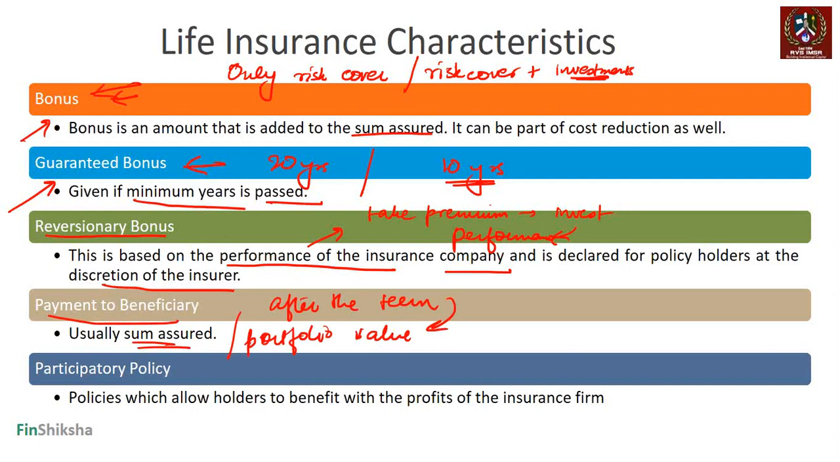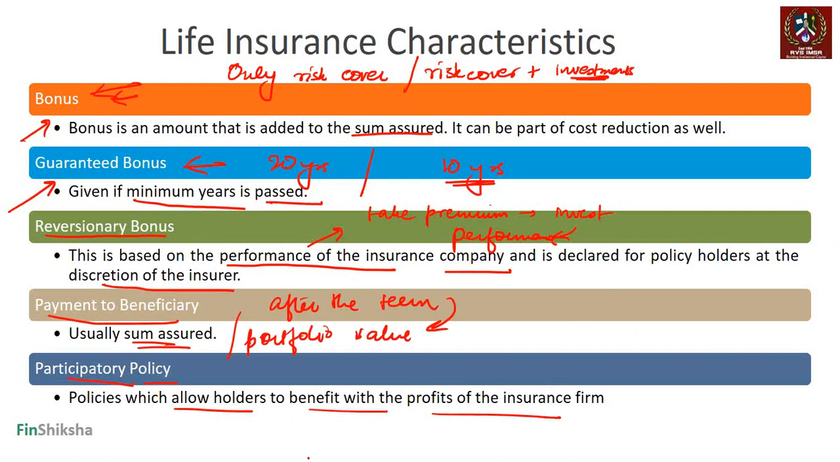If you're looking at pure risk cover, then it is similar to the vehicle insurance that we do. You just keep paying the premiums. You don't really get any return that comes to you, right? There's another term called participatory policies. Participatory policies are policies where holders can benefit from the profits of the insurance firm. Typically, here is where you will get your bonuses as well.